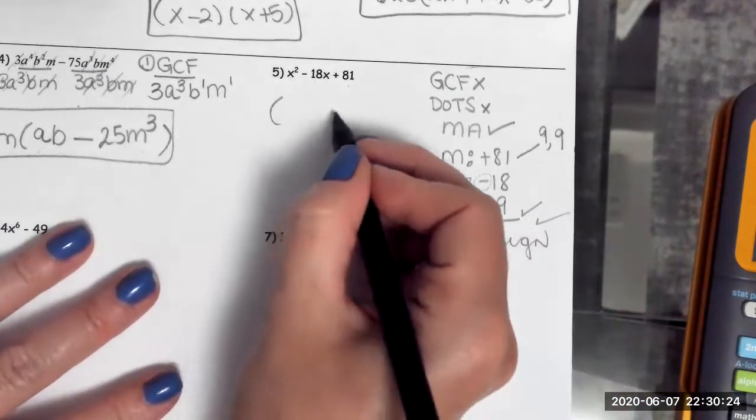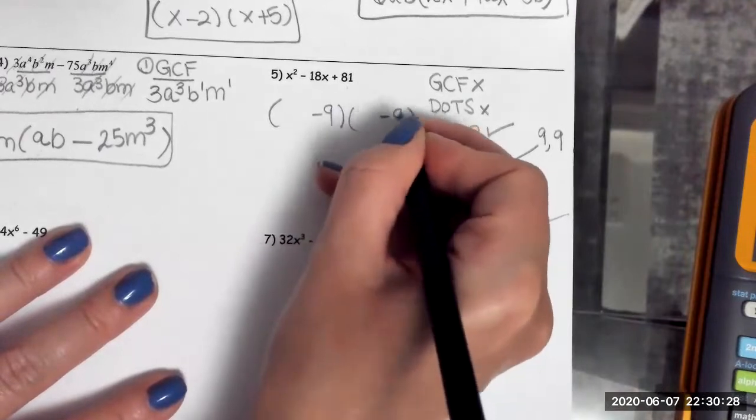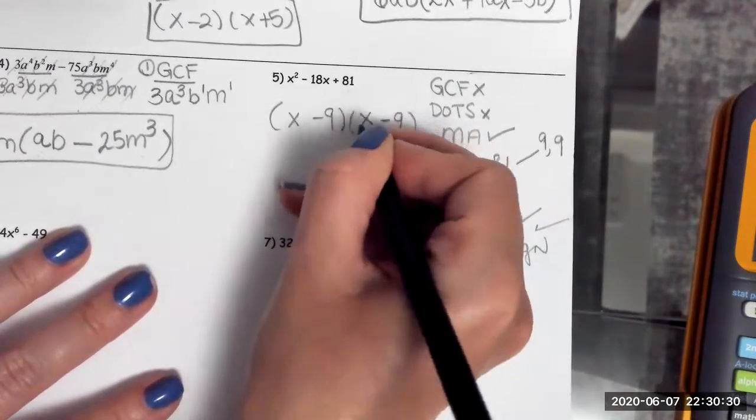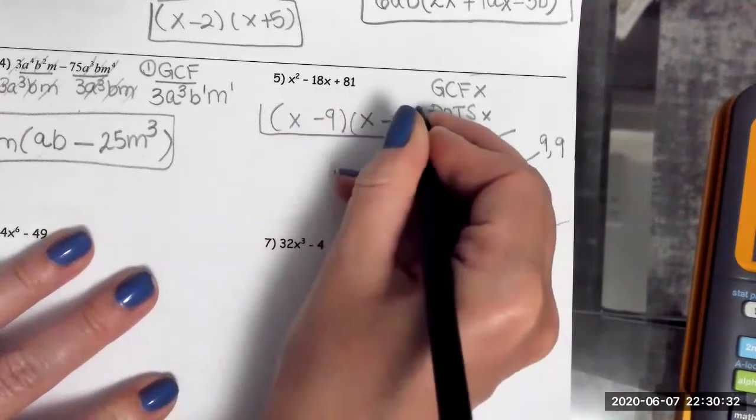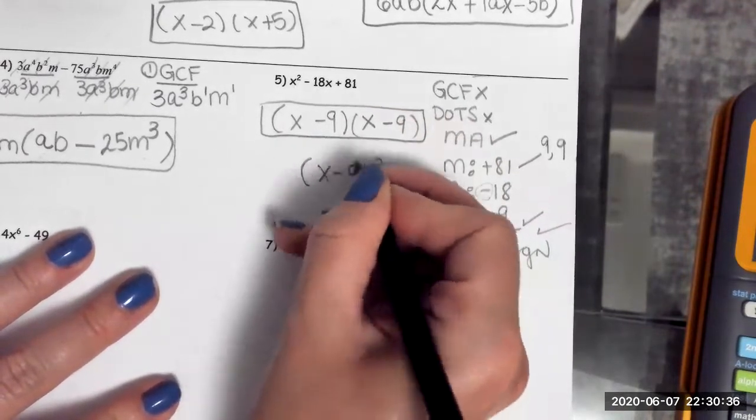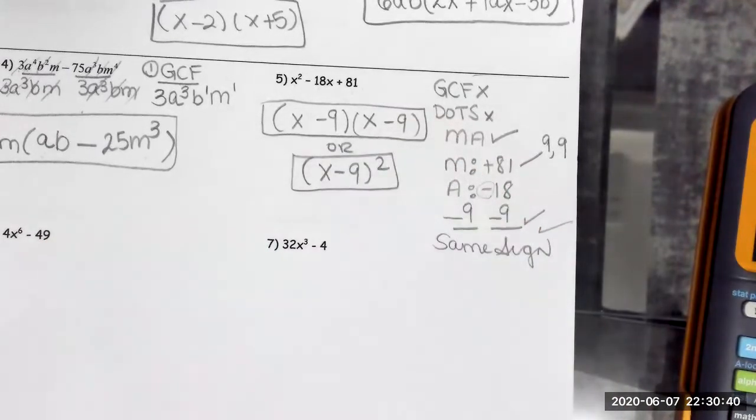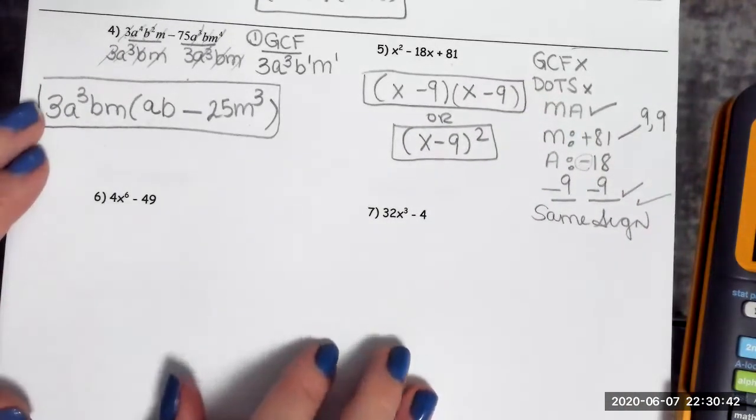Done. So the back numbers are minus 9 and minus 9, and the front numbers are x and x. And when you have a binomial that's getting multiplied by itself, you could also write x minus 9 squared, either or. Okay? All right, number 6.